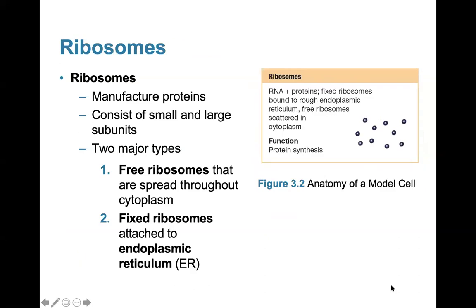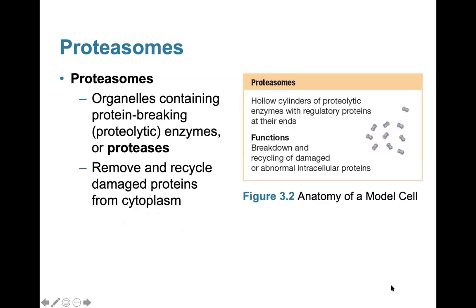Ribosomes, these are proteins and RNA that can either be bound to the rough endoplasmic reticulum, or they can be freely found scattered throughout the cytoplasm. And the main function of ribosomes is that this is where protein synthesis occurs. This is the place where cells will make proteins. Proteasomes, these are hollow cylindrical organelles of proteolytic enzymes. Proteolytic means an enzyme that's going to break down proteins. And the job of this is actually to break down and recycle damaged or abnormal proteins.